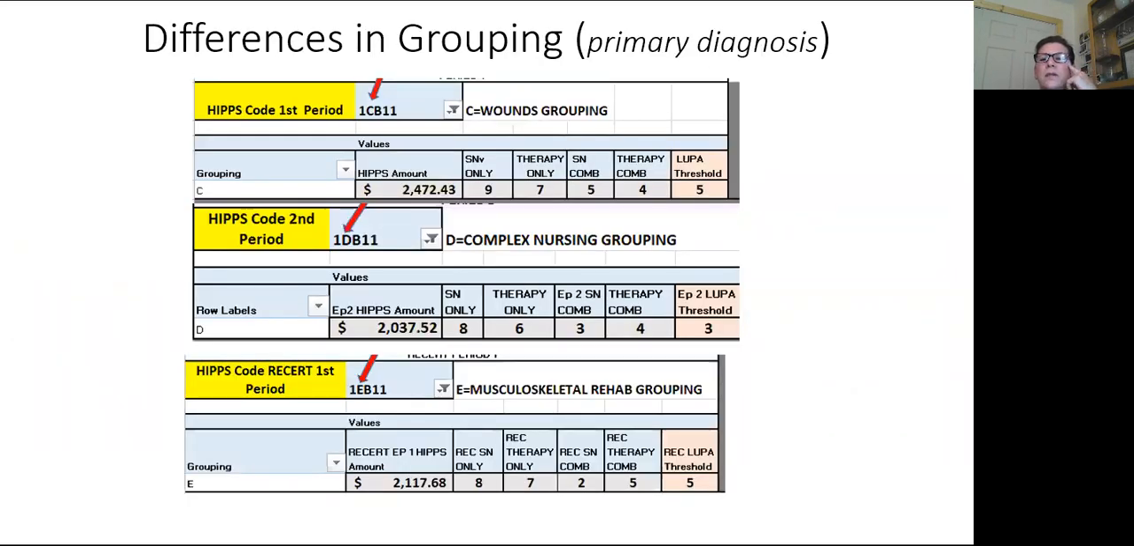This slide illustrates the difference in reimbursement, and therefore the number of visits that can be done within budget, between a few diagnosis groupings to show the differences in reimbursement and visit plans suggested. So you see a wounds grouping, a complex nursing grouping, musculoskeletal rehab, and the difference in the visits that can be done just based on diagnoses.